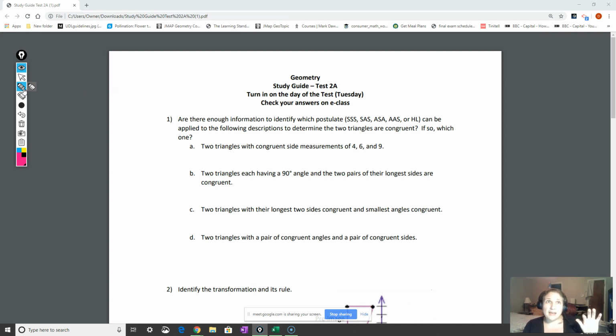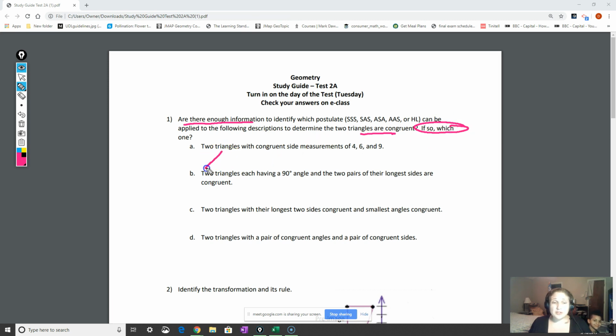When it says angle, side, angle, what other pieces of information do you need? And you saw it here. The best way that you can do this is to draw pictures. There's no other way to do this problem except to draw and analyze it. Here it says, is there enough information? And if so, which one?